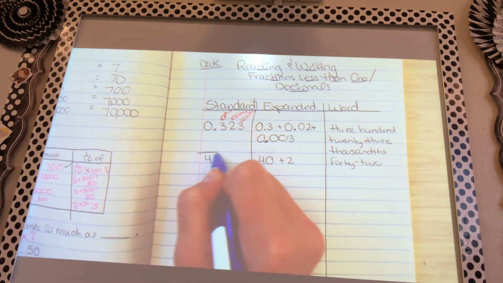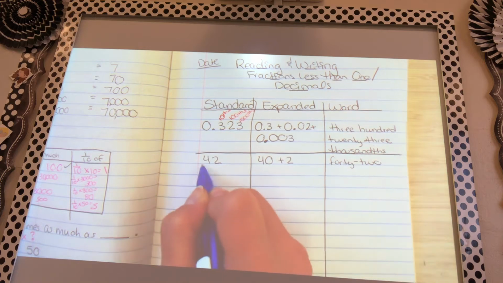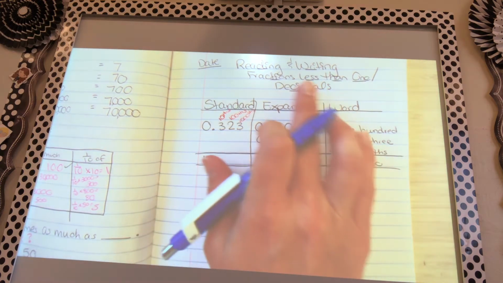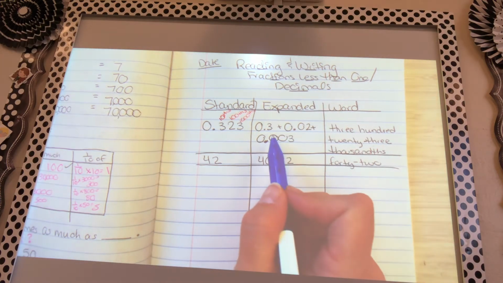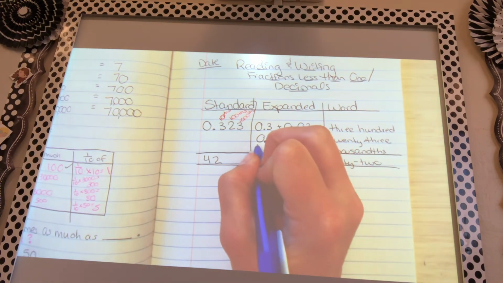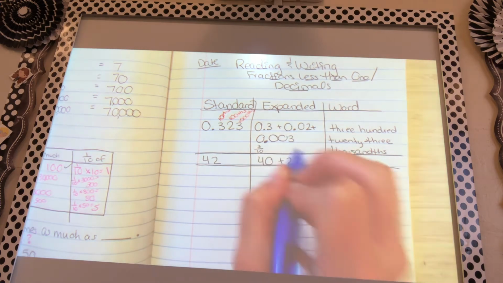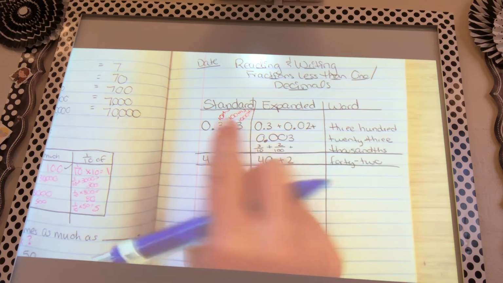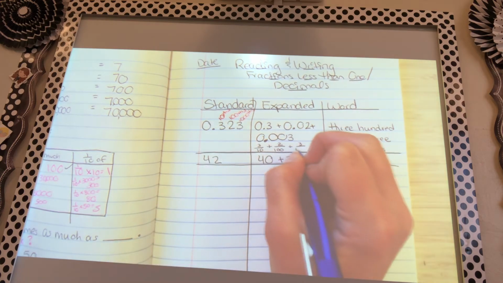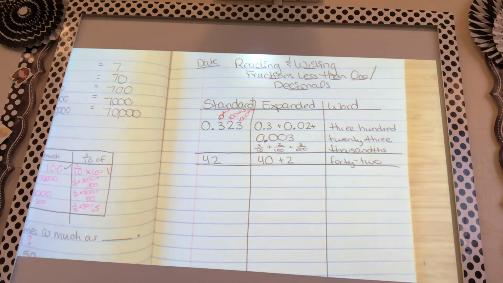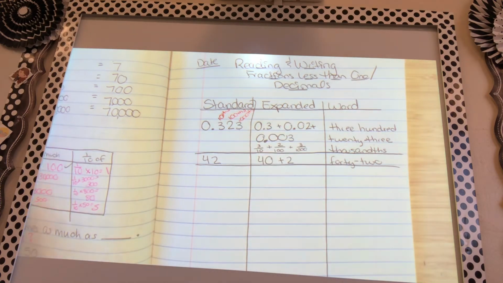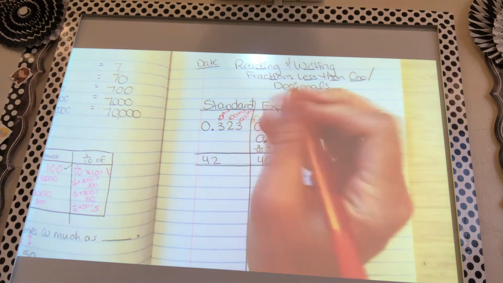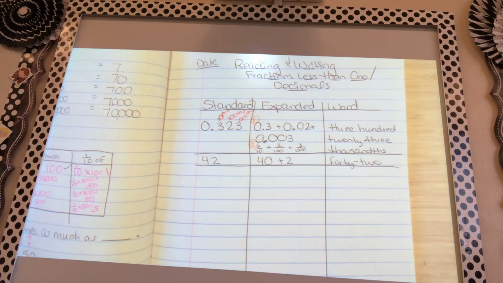So quite simple, very similar to what we did before, but we could also write this out in fractions less than 1 for expanded. So I could say I have 3/10 plus 2/100 plus 3/1000. And both of these are acceptable expanded form. So I have the decimal version and the fraction version.